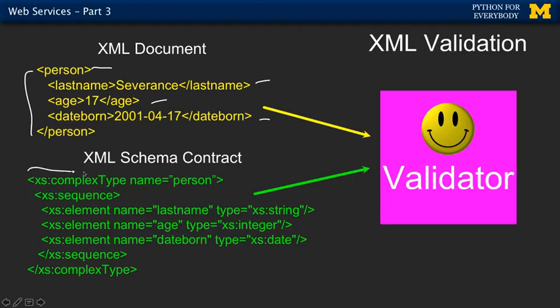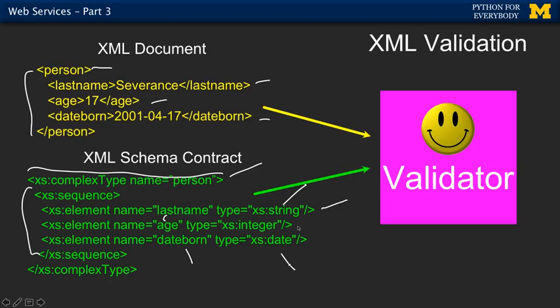And so this xs:complexType, as we said before, an element that can have children is called complex, and an element that can't is simple. So this basically says the outer bit of this particular XML is expected to be a tag named person, and that's what that's saying. Then within that there's going to be a sequence of tags, xs:sequence. And there's going to be a tag called last name, and it's going to be a string. And then there's going to be a tag that's age, and it's going to be an integer. And then there's going to be a tag called date born, and that's going to be a date.